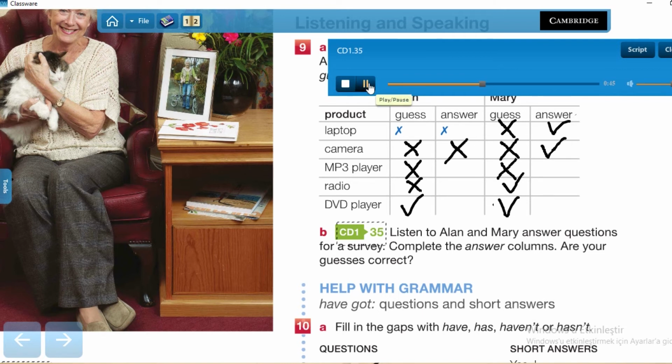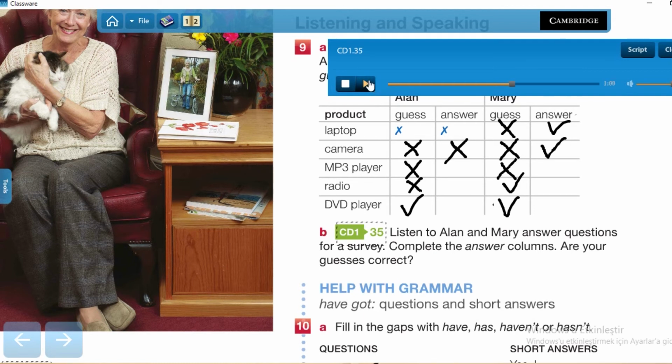Perfect. I take photos with my mobile. Right. And have you got an MP3 player? What's an MP3 player? They're for music. They're very small. Oh, those things. No, I haven't got one of those.